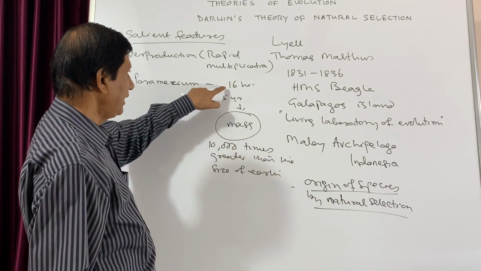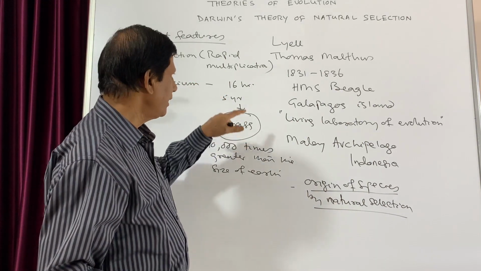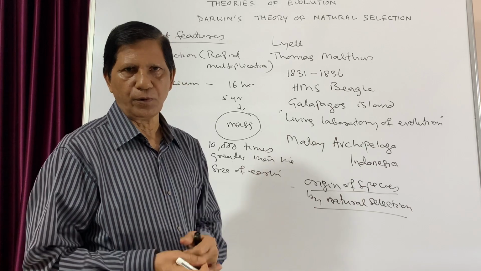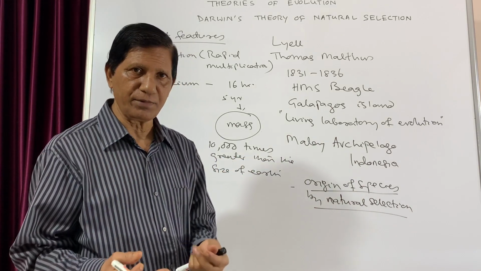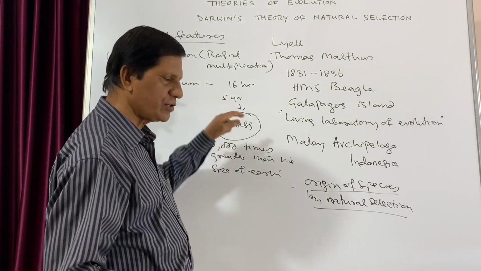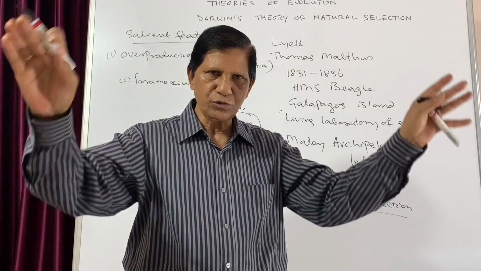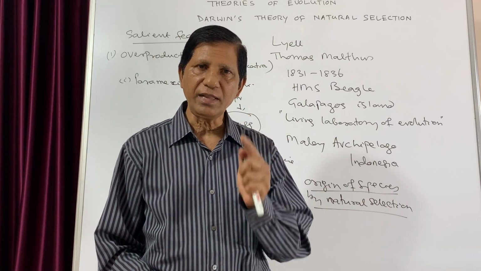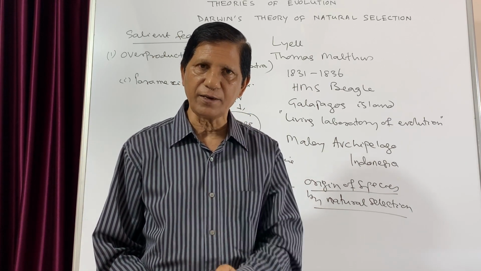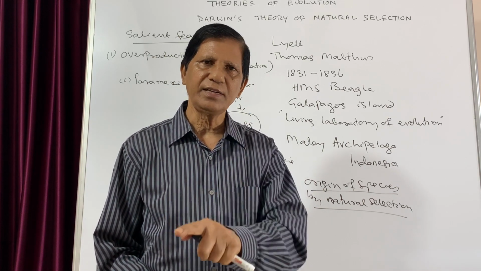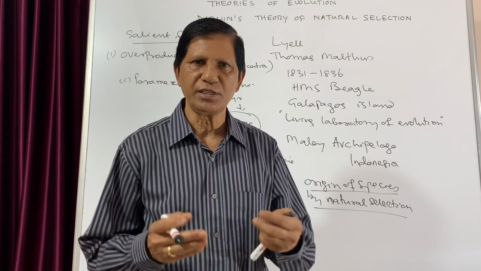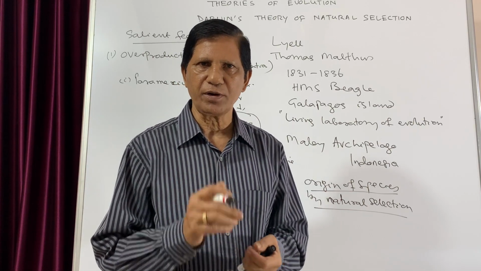That means in each 16 hours it produces into 2, and if all of them survive, at the end of 5 years the paramecium produced will be a huge mass, 10,000 times larger than the size of the Earth. From this you can guess the meaning of overproduction.